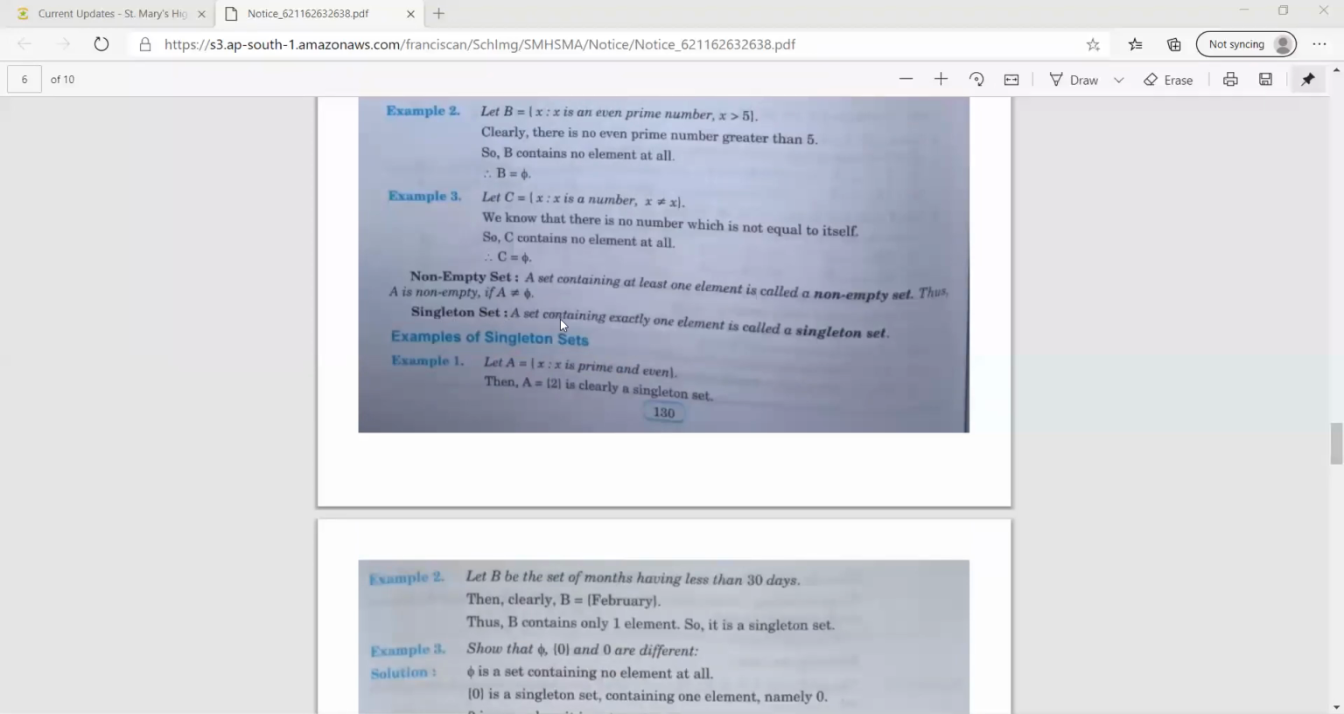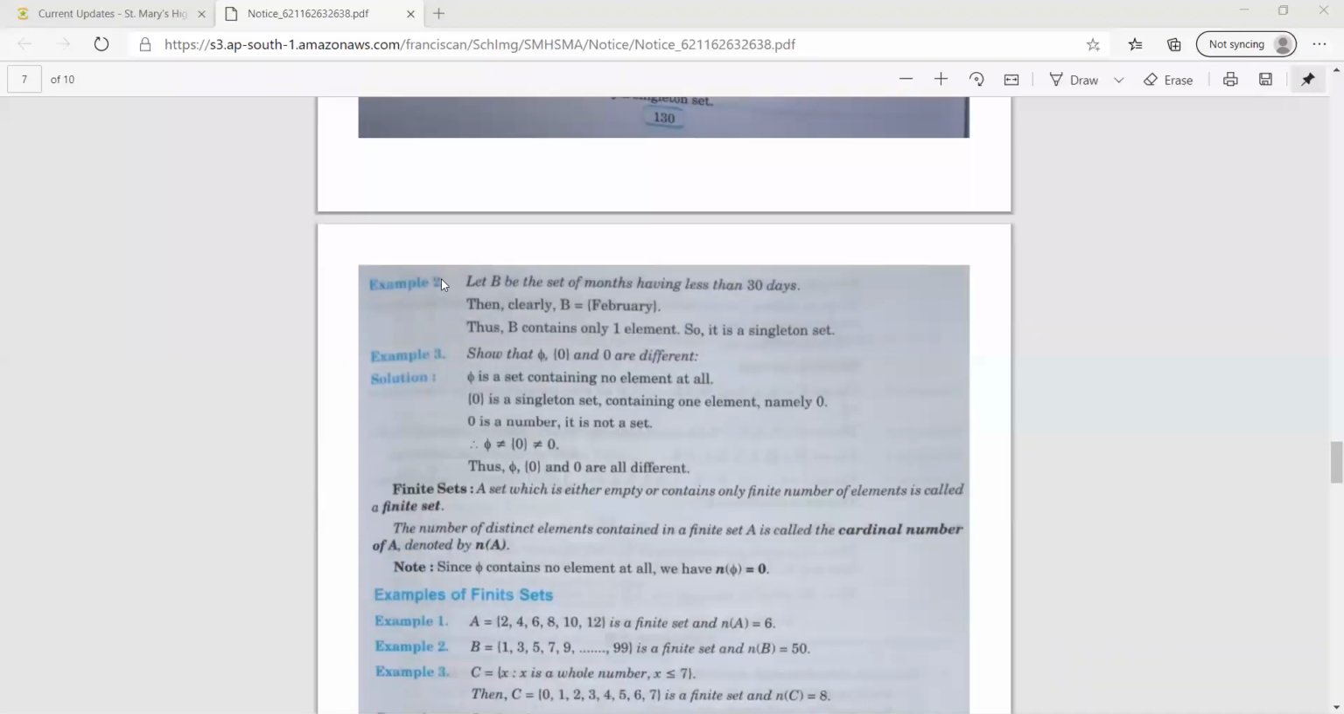A set containing exactly one element is called a singleton set. Let A equal {x such that x is prime and even}. So we want a prime number which is an even number. So we know that it is 2. The next example: B be the set of months having less than 30 days. So we know there is only one month which has less than 30 days, and that is February. So this set B will consist of only one element, February. So it is a singleton set.